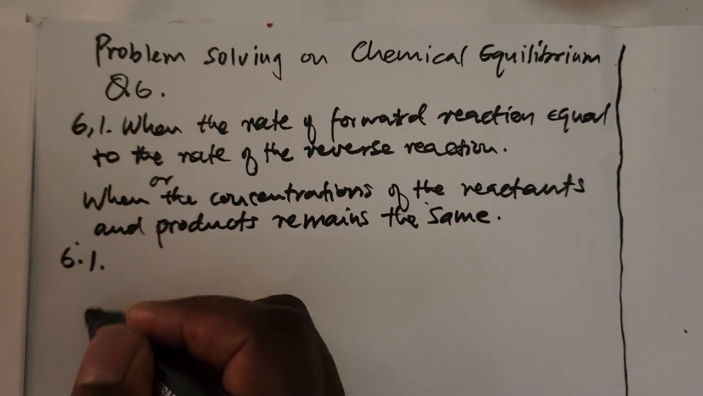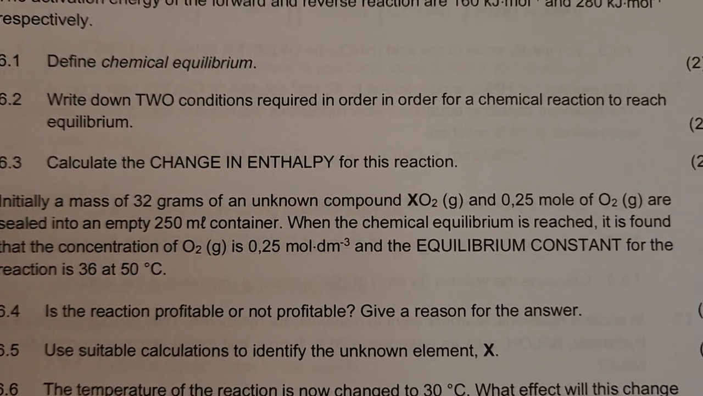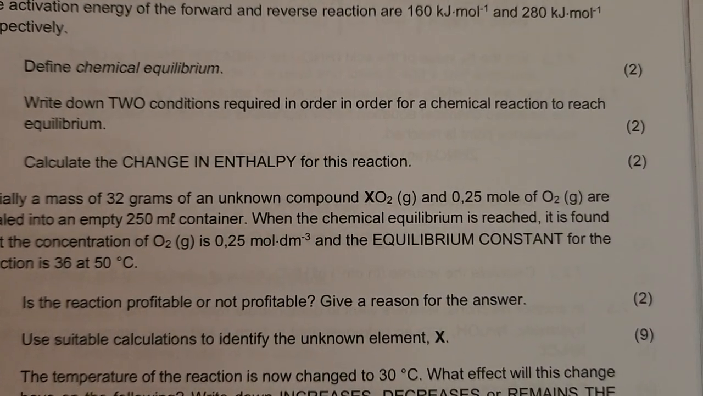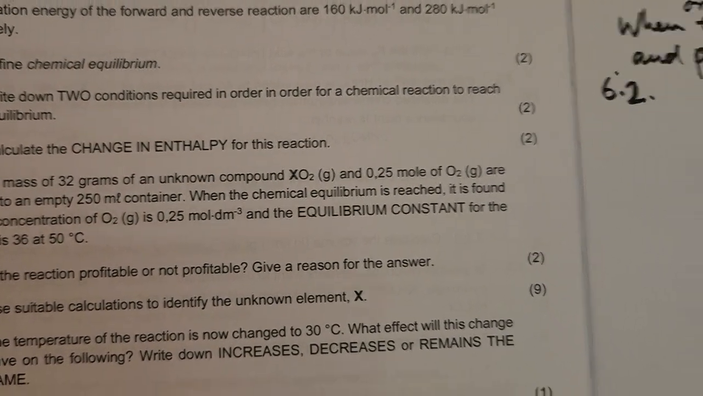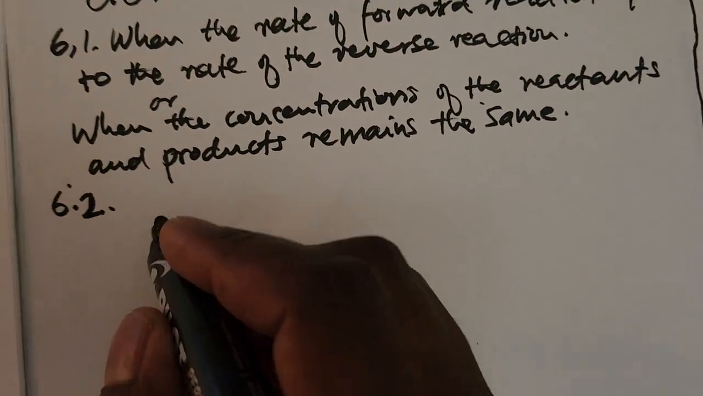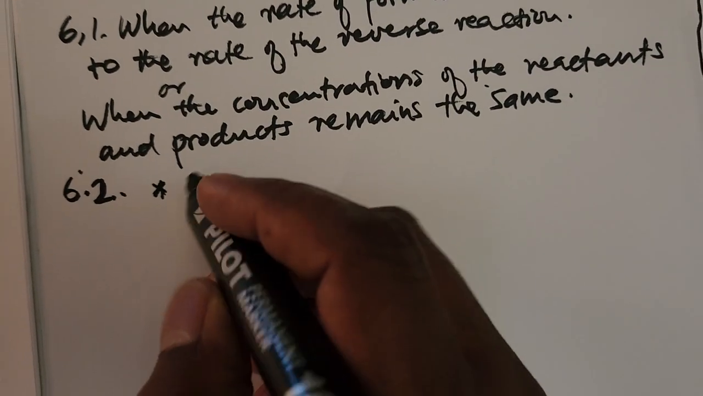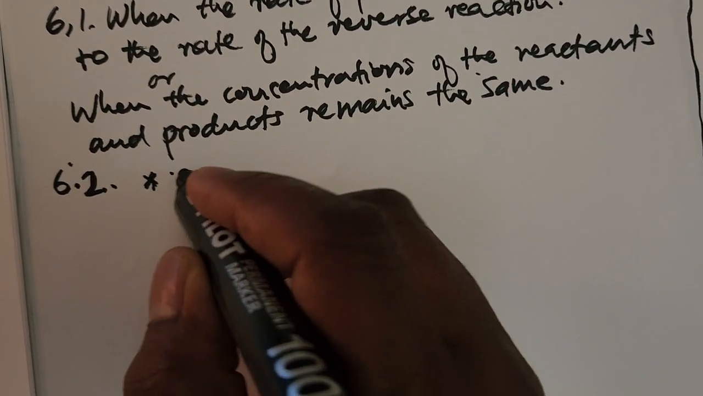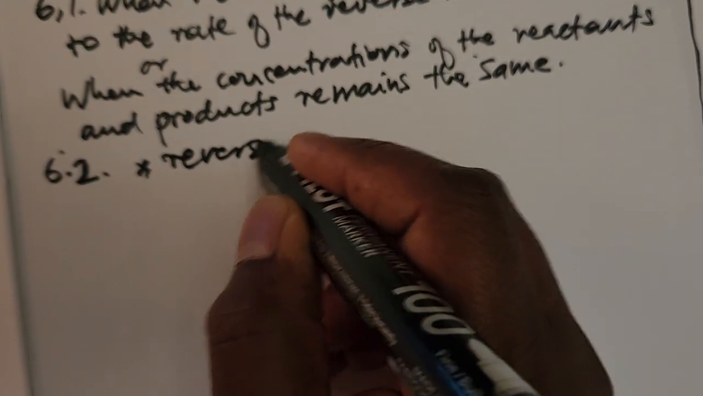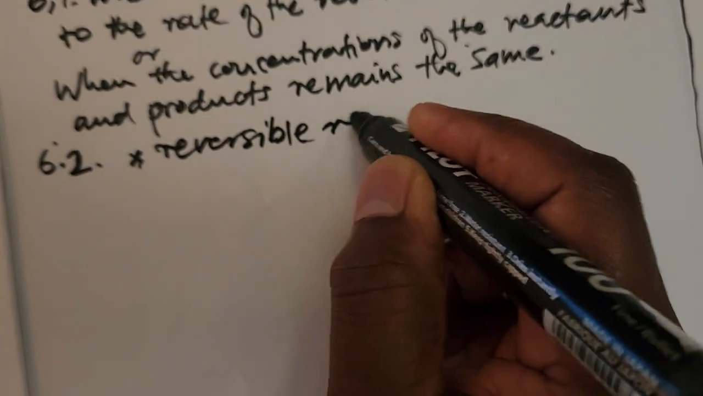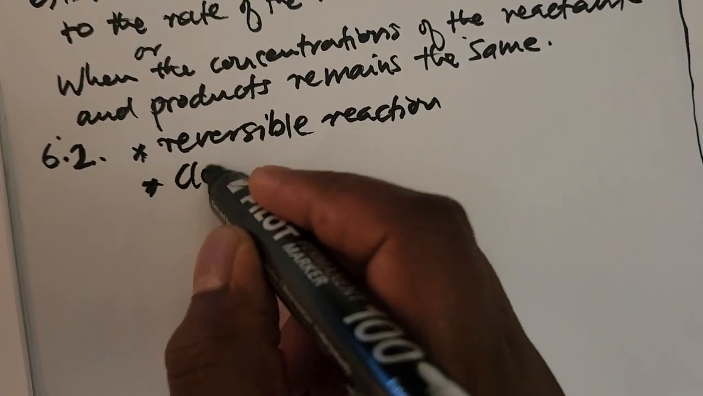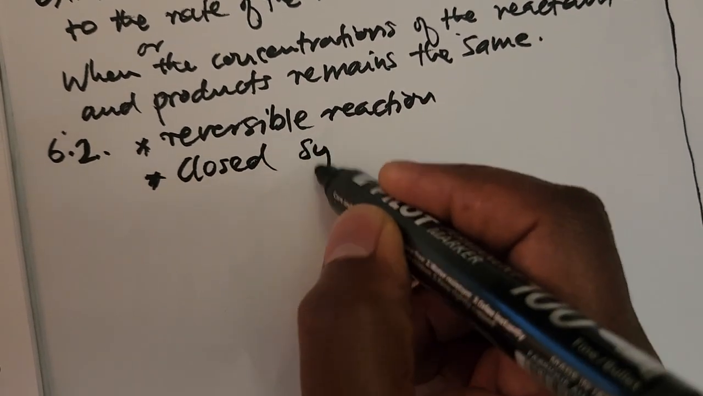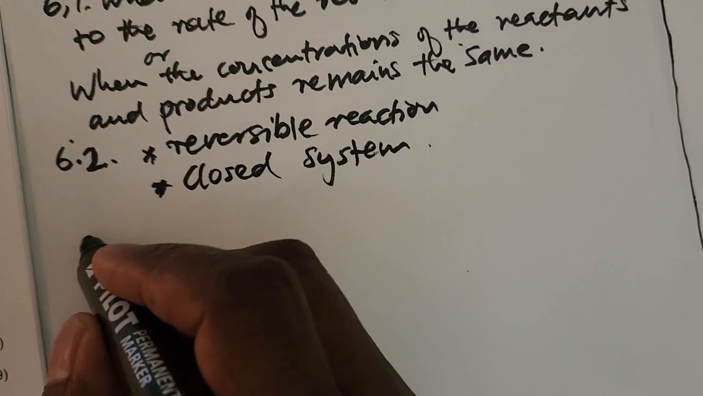That is 6.1. 6.2, they are saying to us, write down two conditions required in order for a chemical reaction to reach equilibrium. There are two. Remember, the first one is that the reaction must be reversible. A reversible reaction, and that reversible reaction must take place in a closed system. Fine.